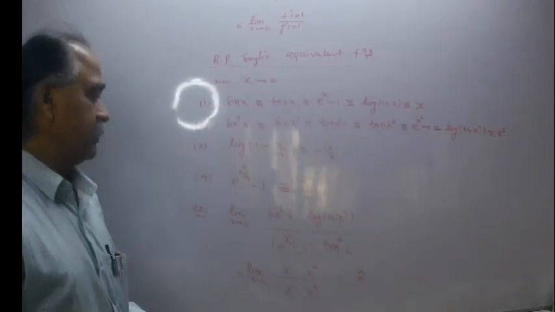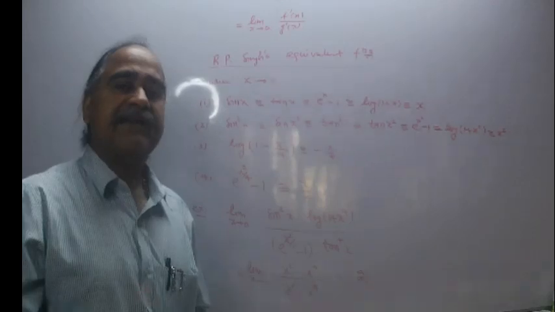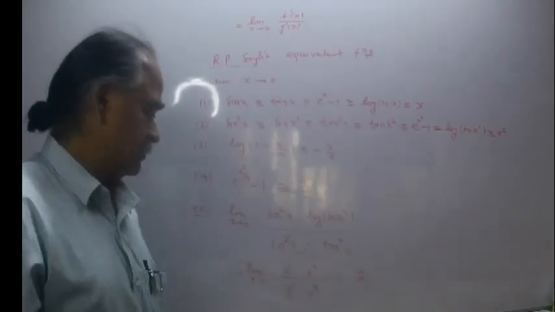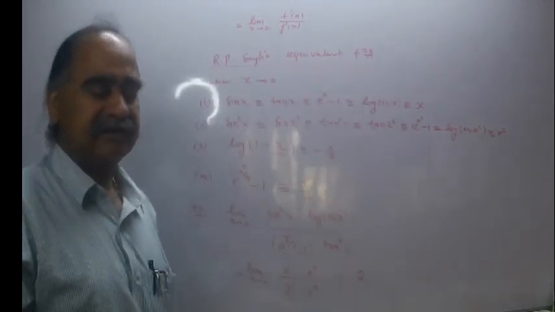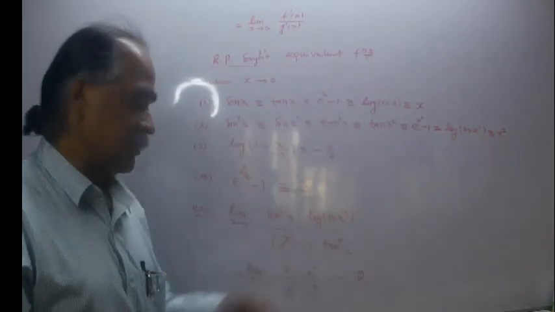So without balancing in the form of sin x upon x, tan x upon x, log 1 plus x upon x and e raised to x minus 1 upon x, you can apply R.P Singh's equivalence function and you'll get the answer 2.